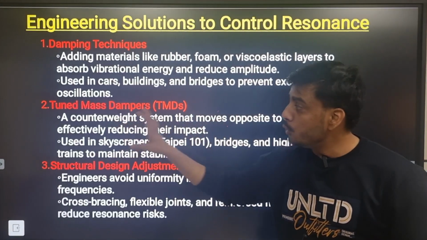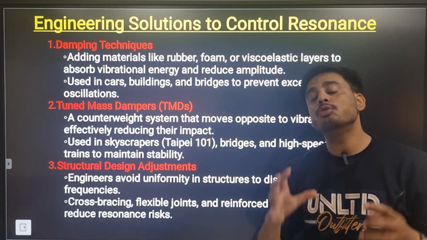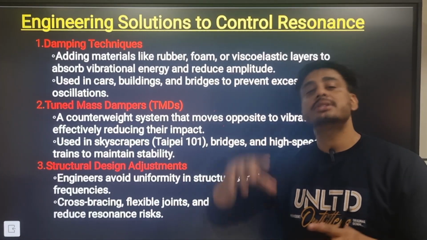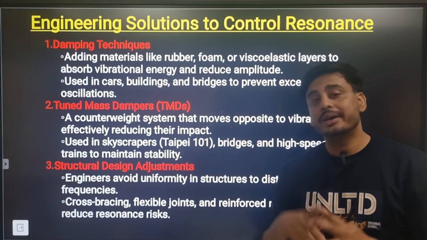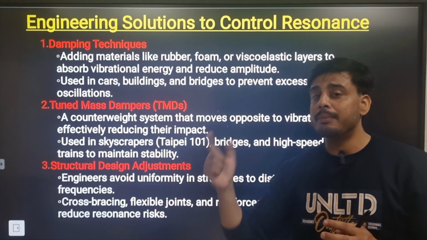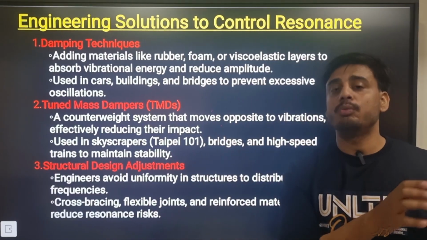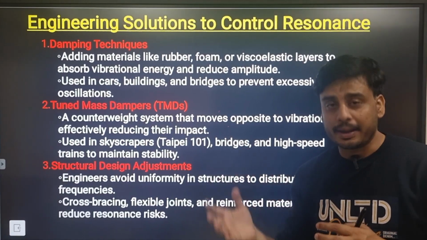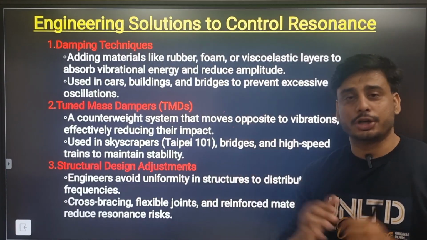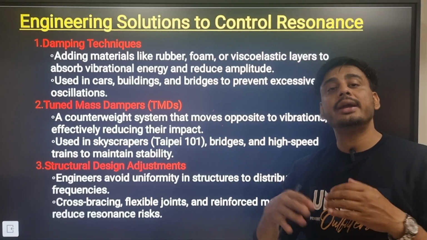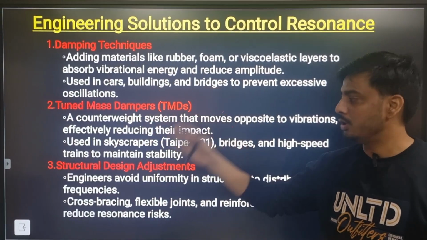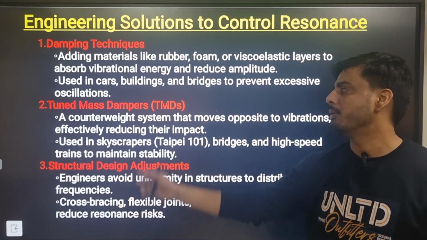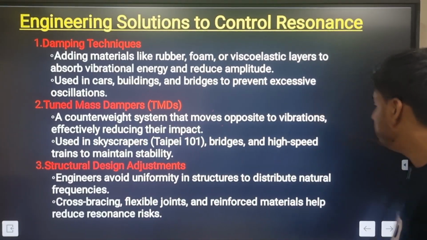Similarly, tuned mass dampers. Nowadays, tuned mass dampers are mainly used in skyscrapers. When the height of the building is very high, the risk of the building vibrating with seismic waves and such things is very high because of its tall structure. So to make it earthquake resistant, we are mainly using tuned mass dampers. So what is a tuned mass damper?